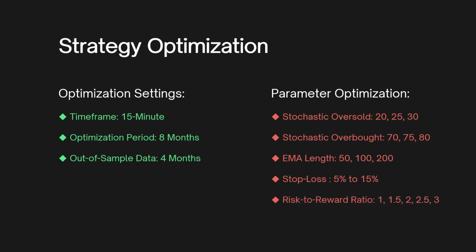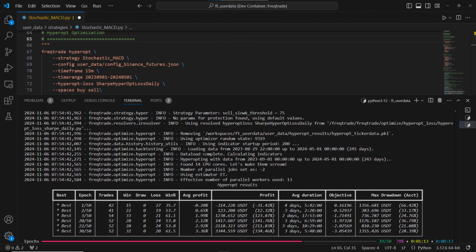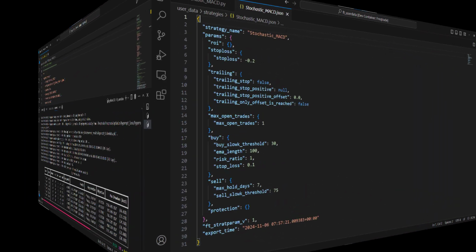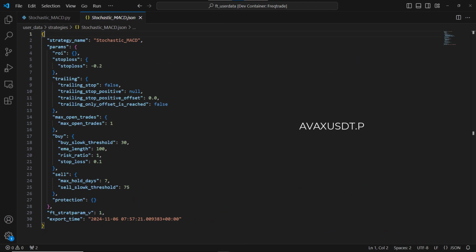We'll explore ratios from 1 to 3 in increments of 0.5, as this will help us find an optimal trade-off between risk and reward based on the market conditions. By testing a maximum holding period of 3 to 7 days, we can avoid holding trades for too long in uncertain market environments, while still capturing meaningful moves. To streamline this optimization, we'll use Freqtrade's HyperOpt feature, which systematically tests different parameter combinations to find the optimal settings. We'll be trading on AVAX USTD after completing the optimization.